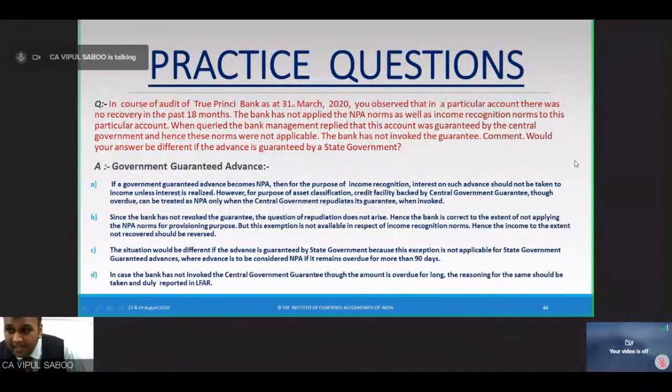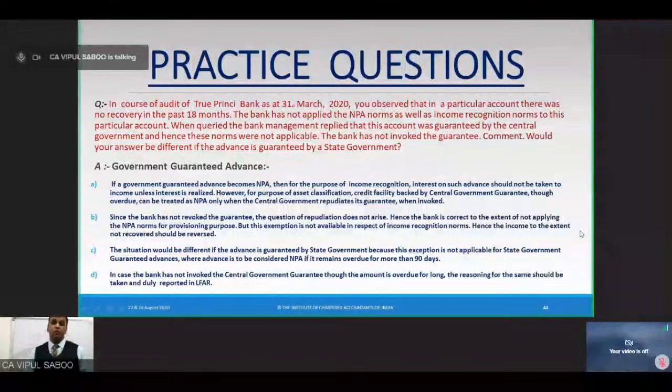If a government guaranteed advance becomes NPA, then for the purpose of income recognition, interest on such advance should not be taken to income unless interest is realized. However, for the purpose of asset classification, a credit facility backed by central government guarantee though overdue can be treated as NPA only when the central government repudiates its guarantee when invoked. Invoked means when the bank utilizes its right, when the bank uses its right to invoke. Invoke means to ask for.